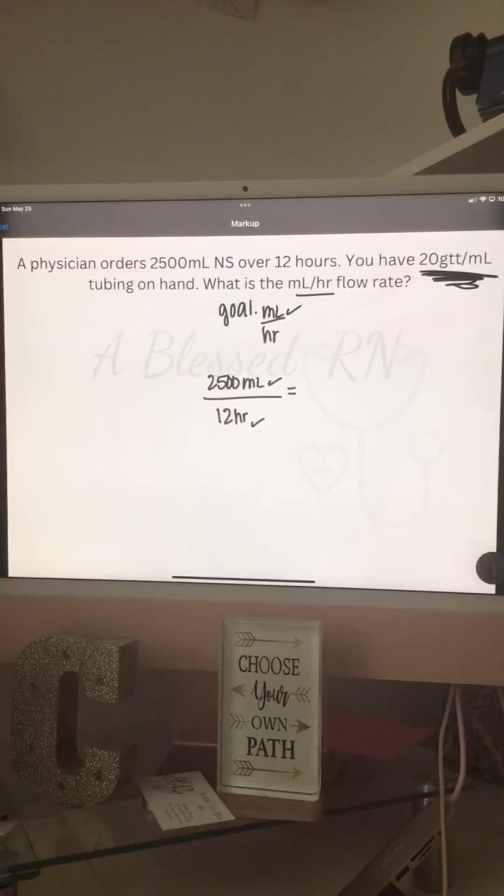So yeah, we'll do 2,500 divided by 12. So it's 208.33, okay? And then let's round this to the nearest whole number. Answer B. This is so true. I use this method of writing a goal and I ain't missed one yet. I'm telling you. Boom. Answer would be 208 milliliter per hour.